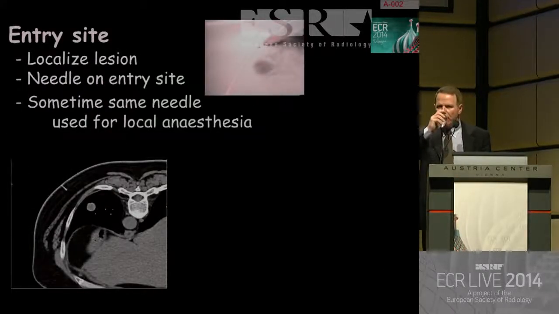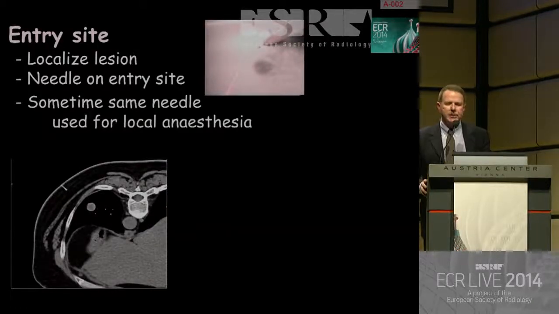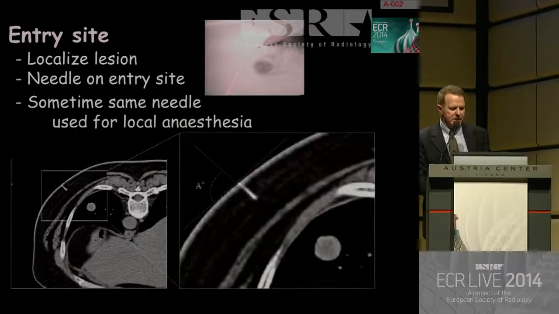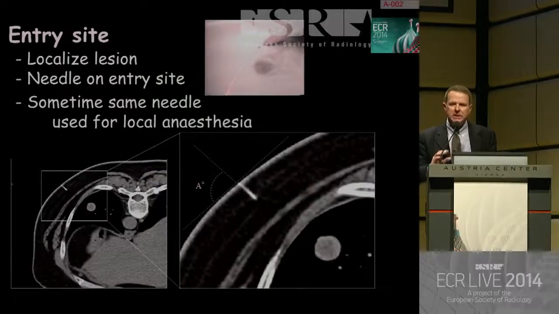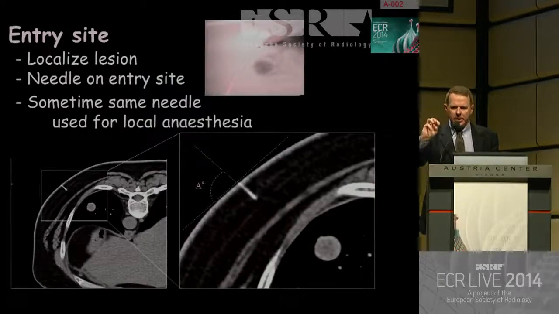Entry site. Localize the lesion. Decide your needle entry site with a laser. You can place a metallic object to mark the area where you want to enter. Okay? I personally use the same needle that I use for local anesthesia. I calculate more or less the angle of entrance. I see carefully the relationship between the needle entrance and the lesion, and I see if the patient with breathing is doing what I want. That means placing the target in front of my bullet. It's not the other way around. Okay?